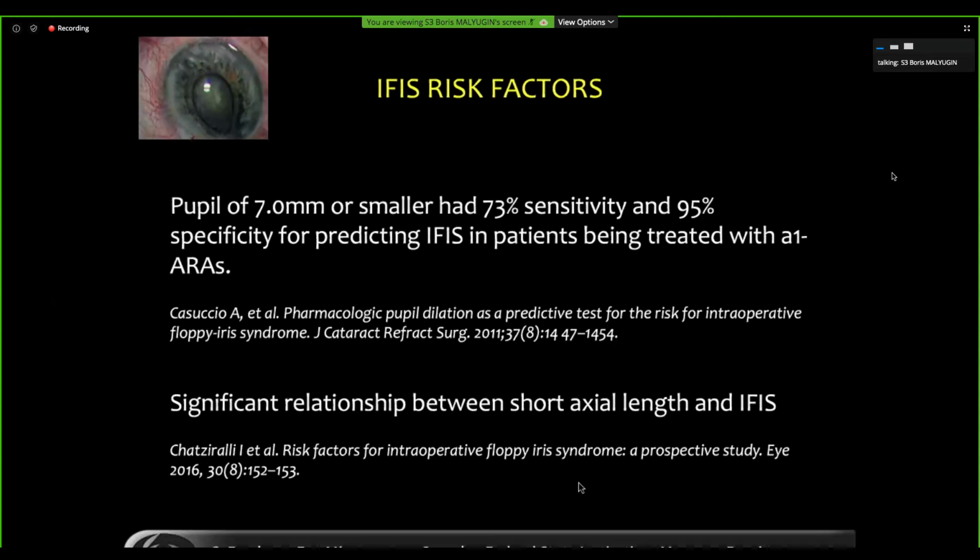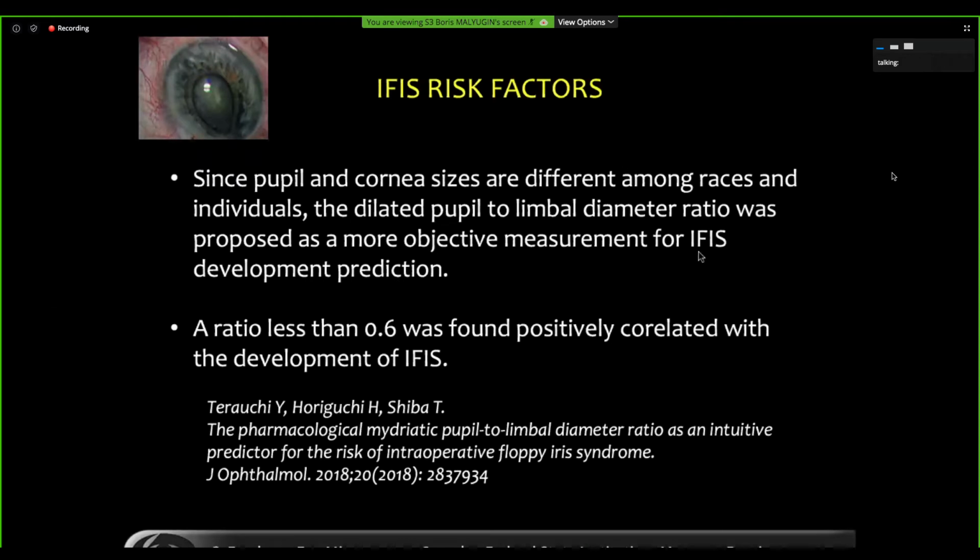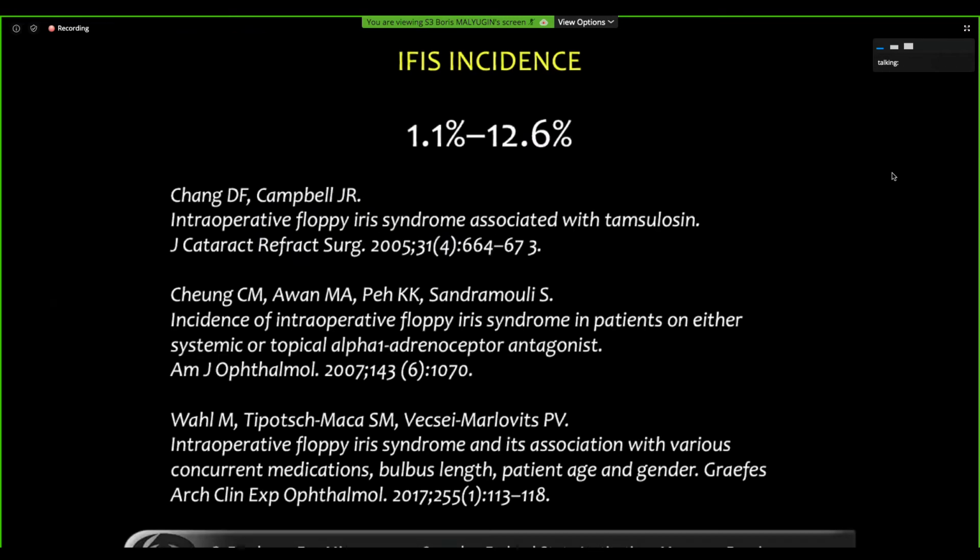IFIS risk factors also include a pupil which is smaller than 7 millimeters. There is also a significant relationship between IFIS and axial length. The shorter the eye, the worse the situation. Also, we do have different corneal sizes. So there is not only the size of the pupil, but the ratio between the pupil size and the limbal diameter, which is very important to keep in mind.